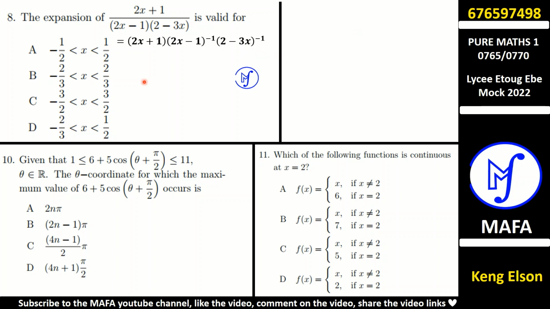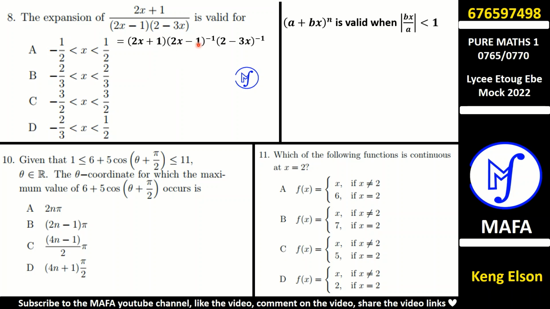Now we are going to look at the condition for validity of an expansion. Generally, if I have the expansion a plus bx to the power n, this expansion will always be valid if the absolute value of bx divided by a is less than 1. So we are going to look for the validities of every expansion here, and we intersect those validities on the number line to get the validity of our expansion. So here 2x plus 1 is already expanded, so it is always valid because it cannot be expanded again.